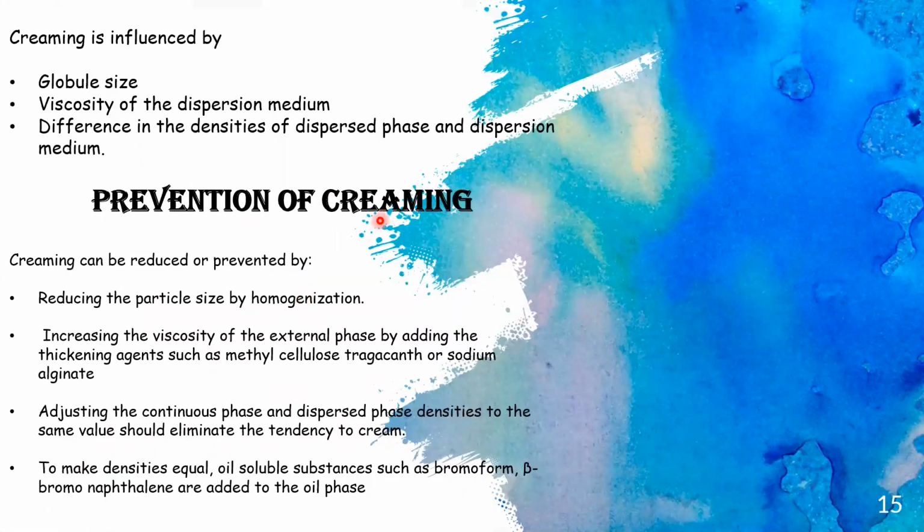So how is creaming influenced? It can be influenced by globular size, viscosity of the dispersion medium, and the difference in the densities of the dispersed phase and the dispersion medium. How can we prevent creaming? Creaming can be prevented by reducing the particle size, increasing the viscosity of the external phase by the addition of thickening agents such as methyl cellulose, tragacanth, sodium alginate, and by adjusting the continuous phase and the dispersed phase densities to the same value in order to eliminate the tendency of creaming. We can also make the densities equal by adding oil soluble substances such as bromoform or beta bromonaphthalene.